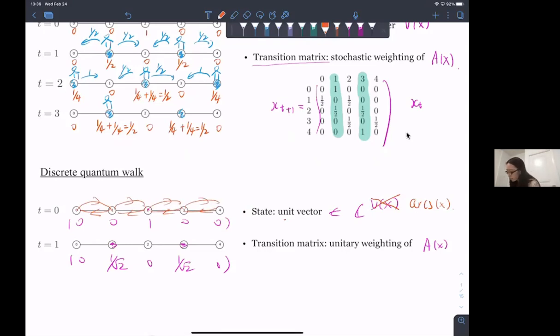Now suppose my initial state is this 0, 0, 1, 0. Let me erase the others.